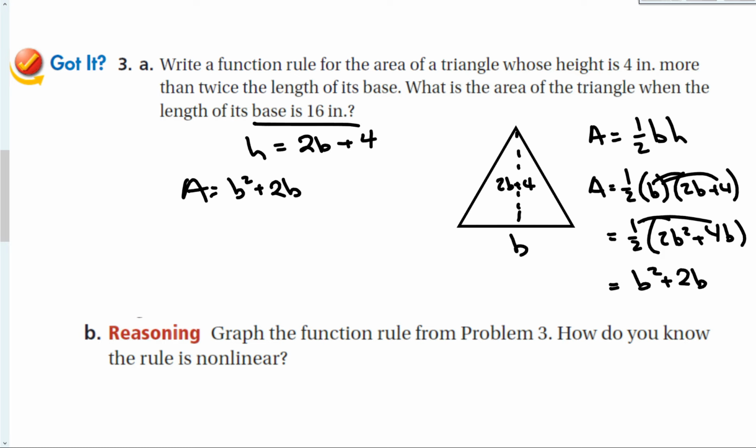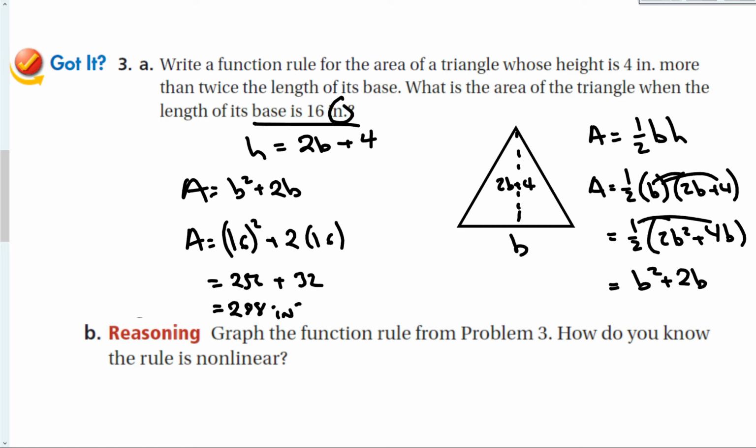And the base is 16 inches. So the area is going to be 16 squared plus 2 times 16. Okay? 16 squared is 256 plus 32 gives me an area of 288 inches squared.